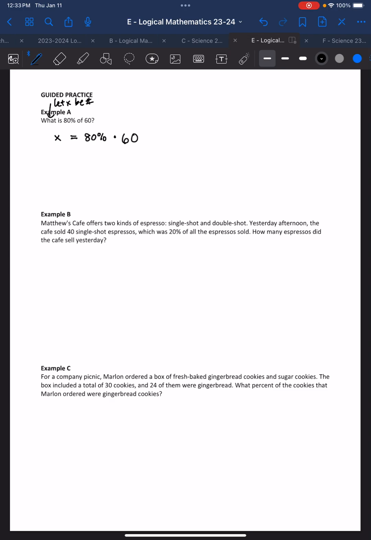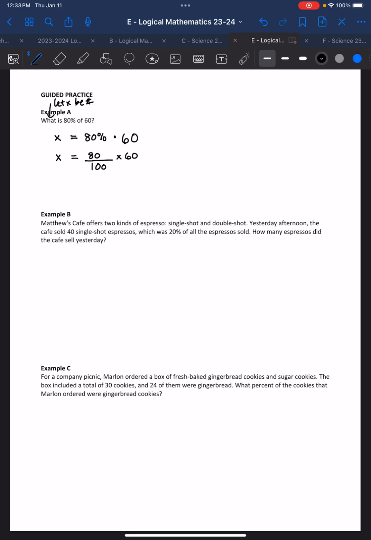So remember, we're looking in an equation to get the variable by itself, the x by itself. Is the x already by itself? Yes. So that's great. We don't have to do any work on that side. Now we just have to do the translating here. 80% is 80 hundredths times 60.